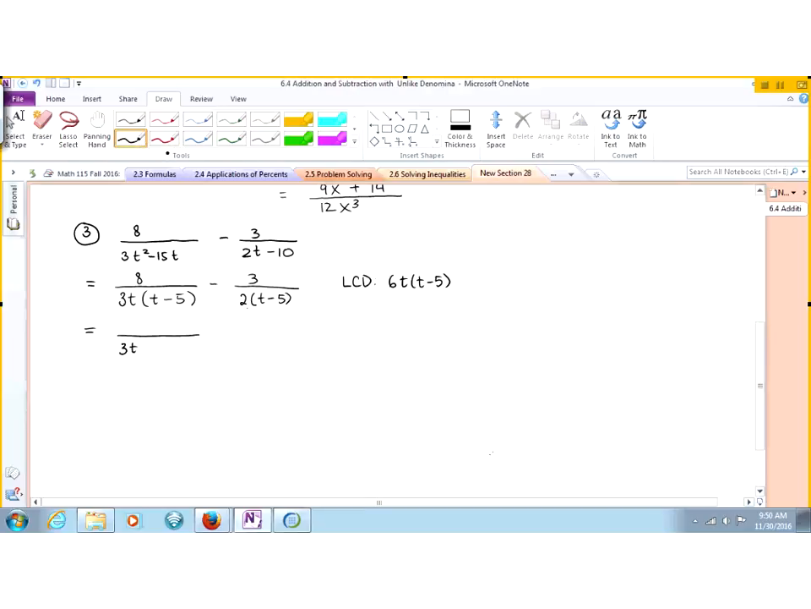Okay. Now this is 6t. So 6t times t minus 5, minus 6t times t minus 5. All right. So what am I missing? Missing 2 over 2. So this is 6t. What am I missing? You compare this, t minus 5. Oh, this is 2. So I'm missing what? 3. Yeah. So this is 9t.